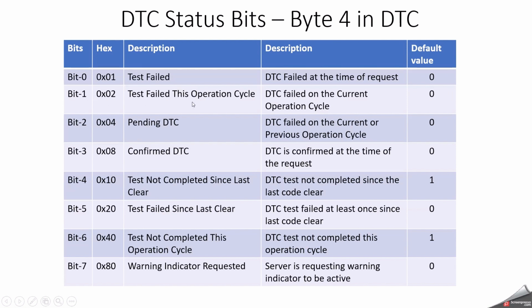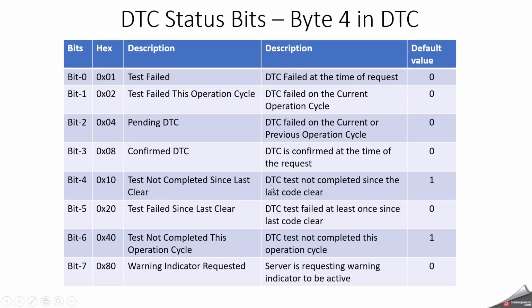Bit 1 is test failed this operation cycle, meaning the current operation cycle. Bit 2 is pending DTC: DTC failed on the current or previous operation cycle. If it is enabled, you will see the bit as 1. True means 1, false means 0. Bit 3 is a confirmed DTC, meaning the DTC is confirmed at the time of the request.